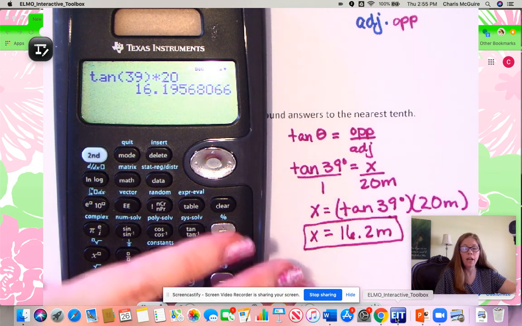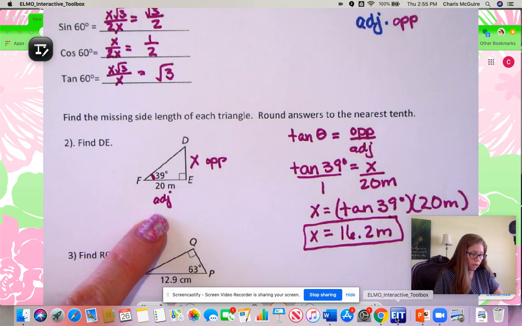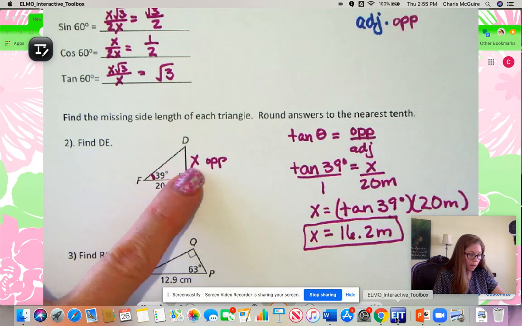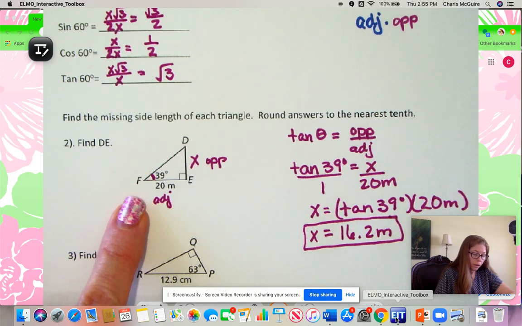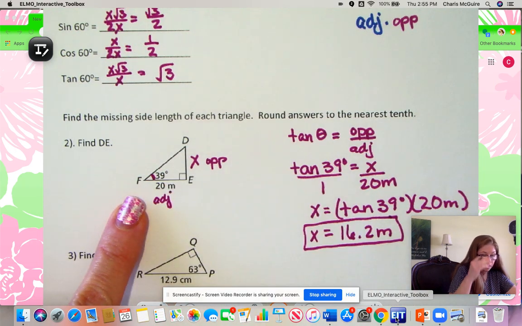That's our answer. And then make sure your answer makes sense. All right. So your answer should make sense. This is 20 meters, and you know that this angle is smaller, right? Because this other angle, if this is 39 degrees, the other angle should be what? What should the other angle be?